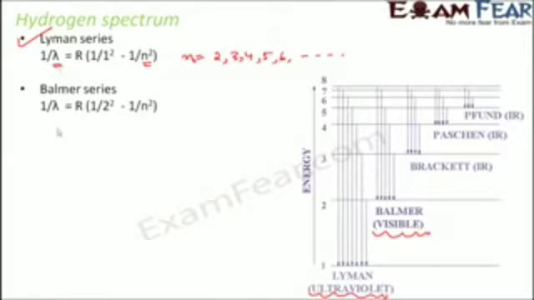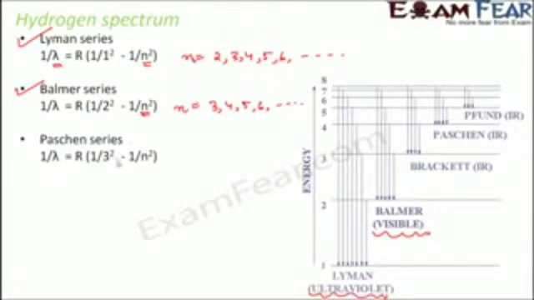Similarly, the next series is the Balmer series, where the value of n1 is 2. That means all the lines fall to n equal to 2. Therefore, the value of n in this case would be 3, 4, 5, 6 onwards. So it would be anything beyond 2. Next is Paschen, where this is 3. That means everything falls to 3.